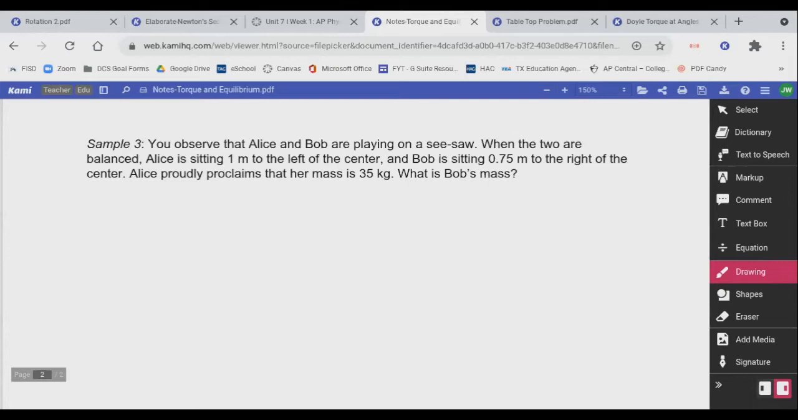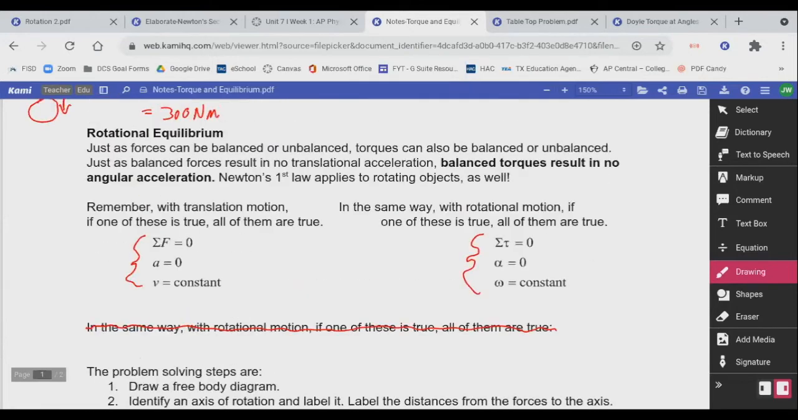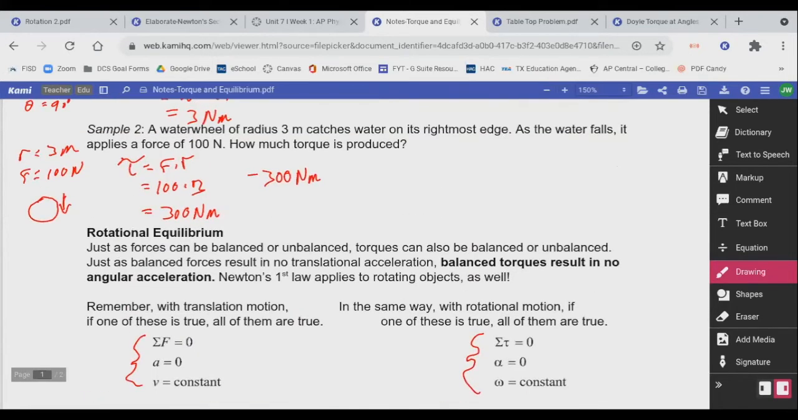Everybody's awake? For the one with the water wheel, why did we not include the sine theta? That's a great question. Let's go back to it. Remember when I said it's the angle that it hits according to the line of action? But I haven't really explained what line of action is at all. Let me draw the line of action into this. So let's just erase what we have. And then I'm going to draw the water wheel.